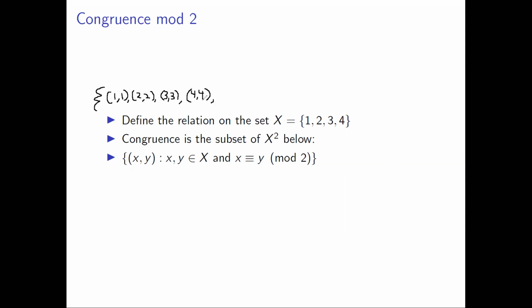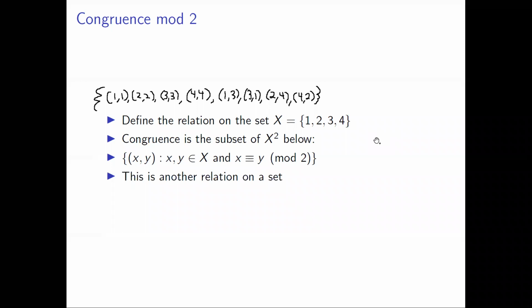We also get more though. We can see that 1 and 3 are congruent mod 2, so we get 1 comma 3 and 3 comma 1. Similarly, 2 and 4 are congruent mod 2, so we get 2 comma 4 and 4 comma 2. And that should be everything. We can see here that this is a relation on a set. Our set is just X, 1, 2, 3, 4.